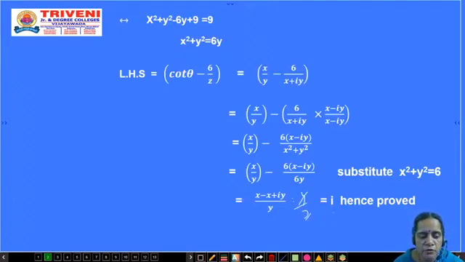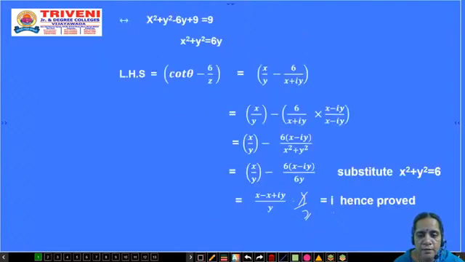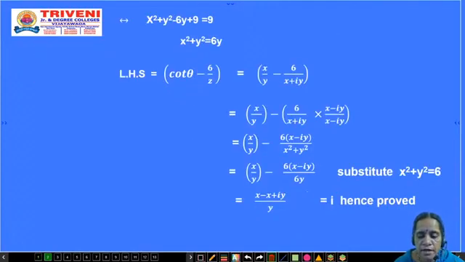Hence what we have to prove here? Cot theta minus 6 by z is equal to i. We take the LHS of cot theta minus 6 by z. We can get the value of i here. That is equal to RHS. That's why LHS is equal to RHS. Hence this problem is proved.